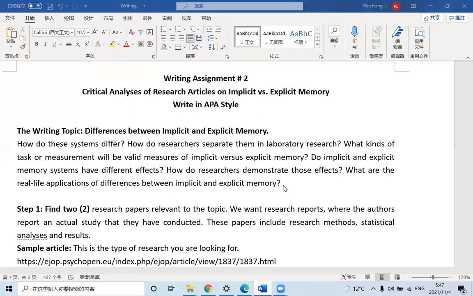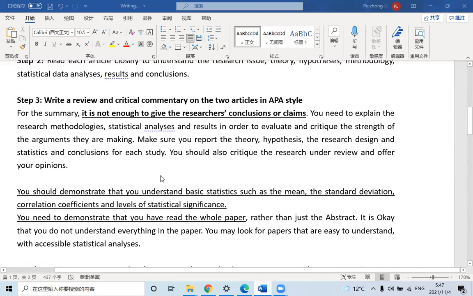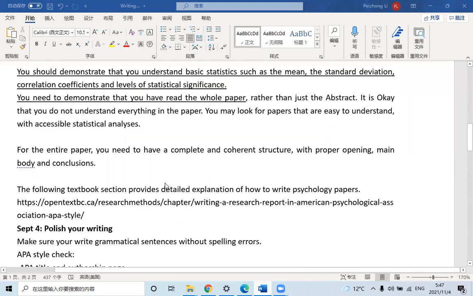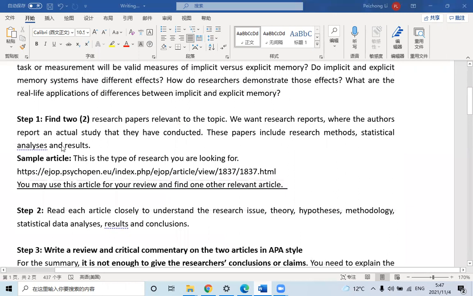You are going to do a literature review and find 2 research articles relevant to these topics. So the 2 articles will not be able to cover all of these issues. You can focus on one of the issues or 2 of the issues. There are 4 steps to complete this writing project. First, you need to find 2 research papers relevant to this topic.